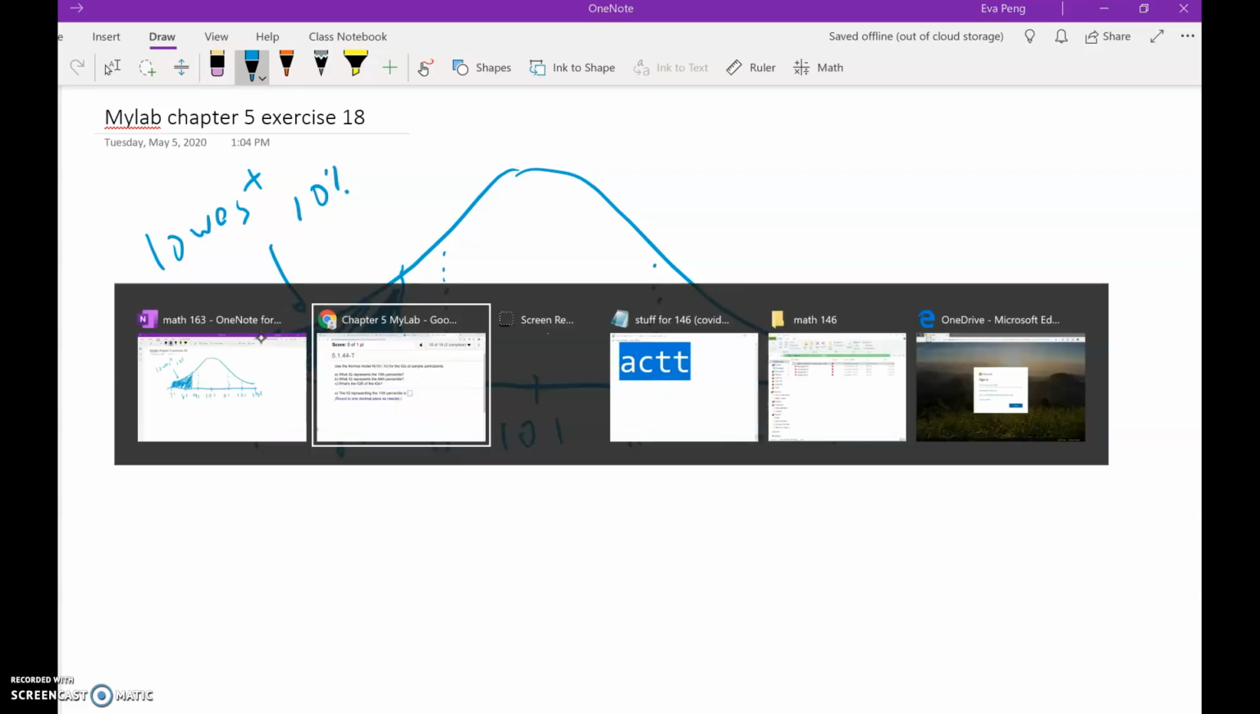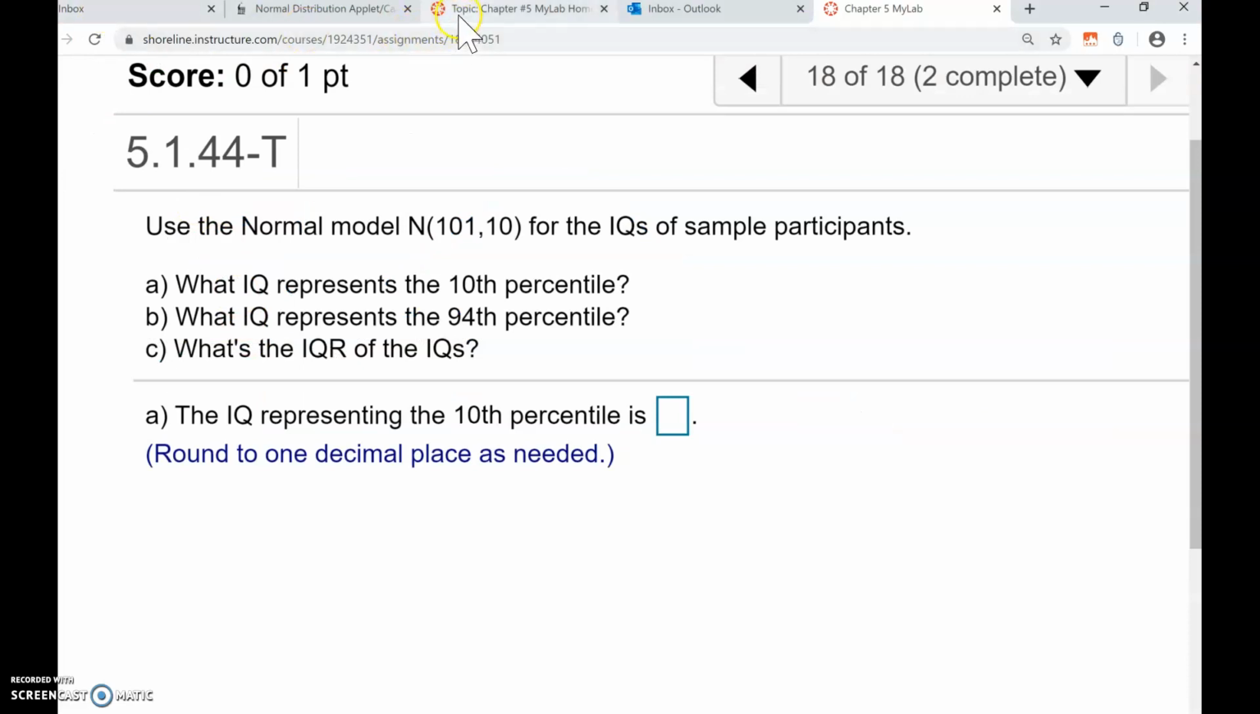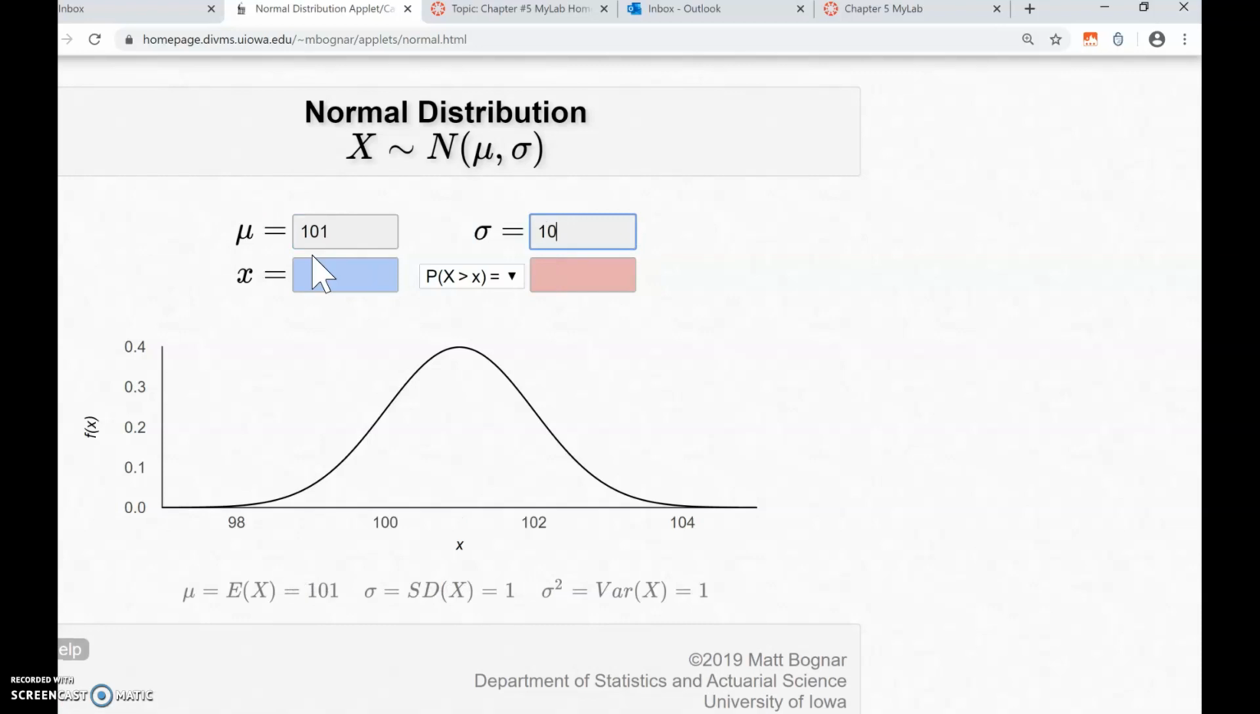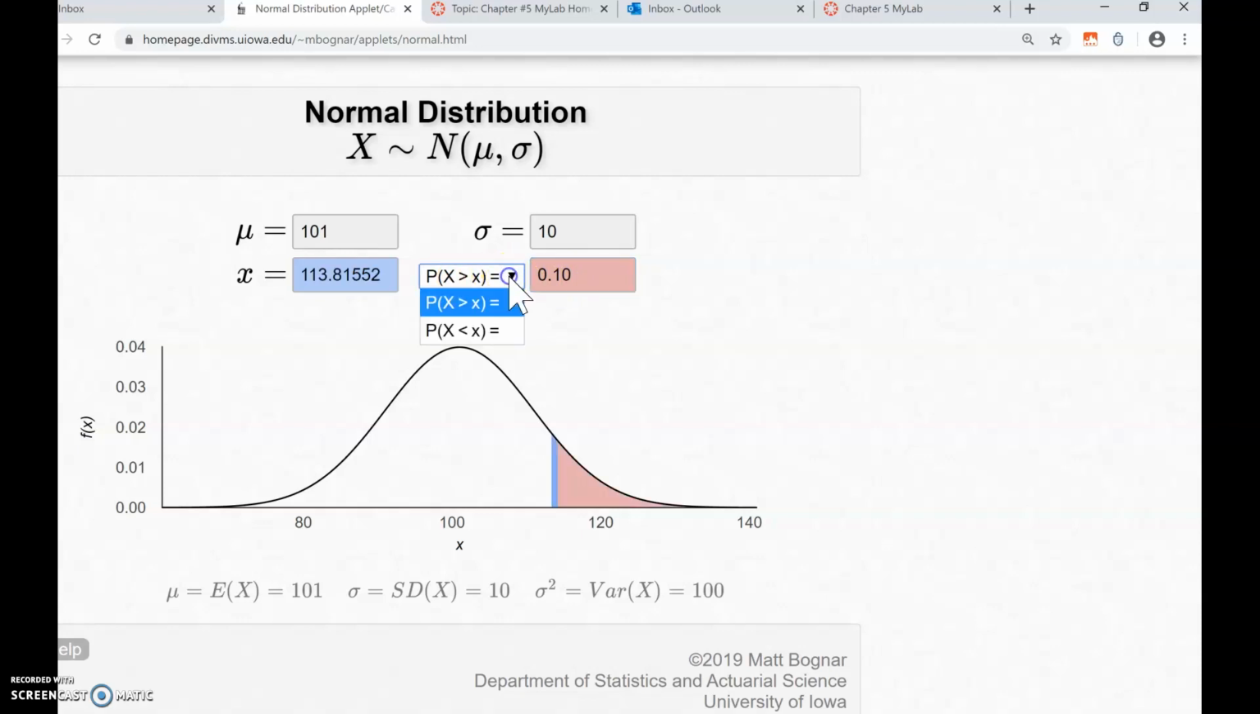On the homepage of Canvas, we have the link to the website, and here's the website right here. Just type in the numbers. The mean is 101. Standard deviation was 10. With these questions, when you're given the percentage and you have to figure out the IQ score, you go to the pink box and you type in 10%. So that would be 0.10. I'm looking for the lowest 10%. The box says X greater than. I want the less than because I'm looking for the lower tail. Except it switched, so just go back to 10%. There we go. Press enter.